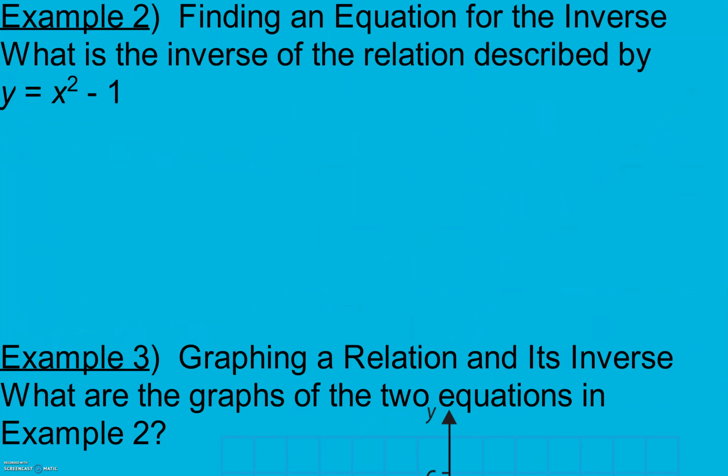In example 2, we want to find the inverse of the relation described by the equation y equals x squared minus 1. We can use the same idea here to find the equation. In our relations where we just had ordered pairs, we swapped our x's and our y's, and we're going to do the same thing here. The only difference is when we want to graph this and have it in standard form, we want it set equal to y. So the first thing I'm going to do is swap my x's and y's. Everywhere I see a y, I'm going to put an x, and everywhere I see an x, I'm going to plug in a y. Now, I'm still going to solve for y to get it in standard form. So I'm going to add 1.